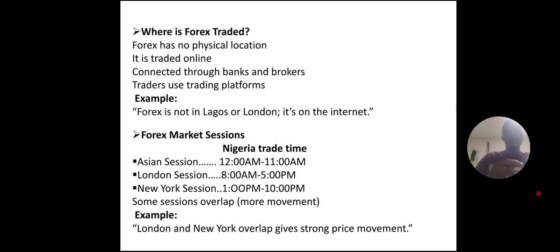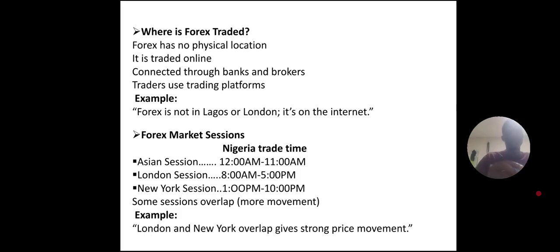So, Forex market sessions. There are different sessions in the Forex market. We have the Asian session, we have the London session, we have the New York session. Three sessions: Asian session, London session, New York session. Now the time I gave here is the Nigeria trade time, so that we can understand what we are doing. Maybe if you check online, you will see Asia time, London time and New York time, but I gave the Nigeria time for us to understand.